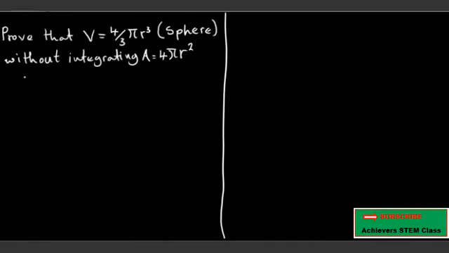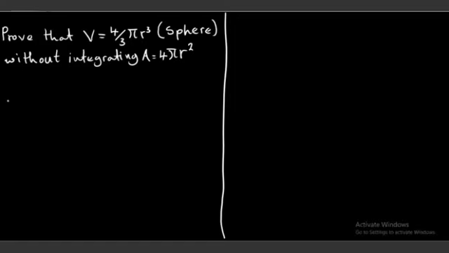I would like to recommend that before you watch this video, you watch the initial video that I did. In that video, I proved that the volume of solid revolution is given by the integration of pi y squared dx, because that is the formula we are going to be using to answer this question.